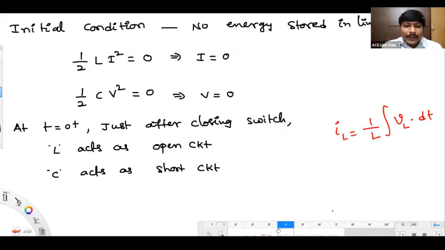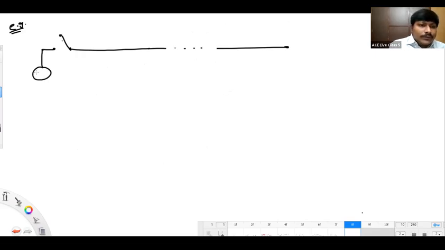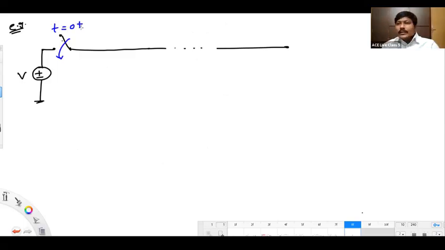Listen, I'll take one lossless line model. Just look here. It's a very simple one to understand. It is a lossless line model, and this is the place at which we are about to keep the DC voltage source V. At time t equals 0 plus, we are closing the switch.